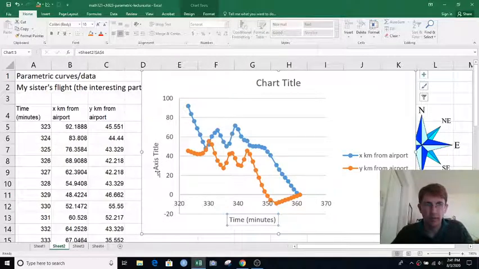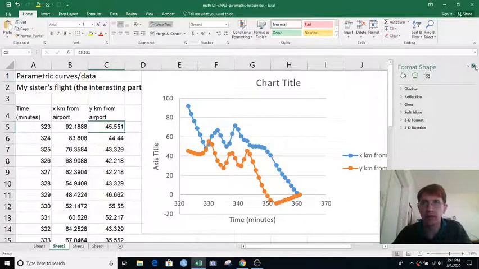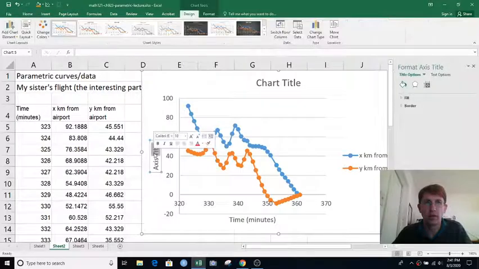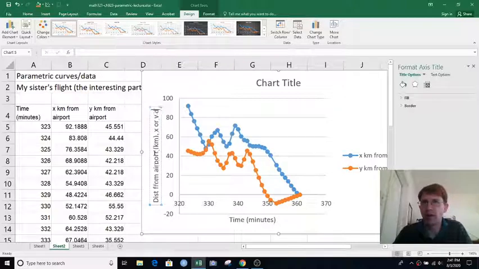And then what's the y-axis here? It actually has two curves on it. So it's not just one thing, but what would you say it is overall? It's distance from the airport in the x direction and in the y direction, even though they're both on the y-axis of the graph. So we could say, let's change this. Distance from airport, kilometers, x or y direction.